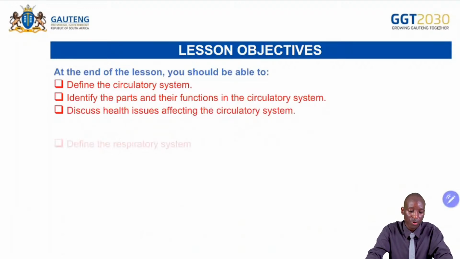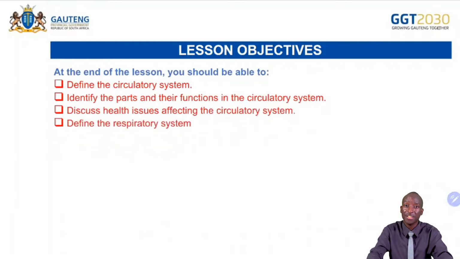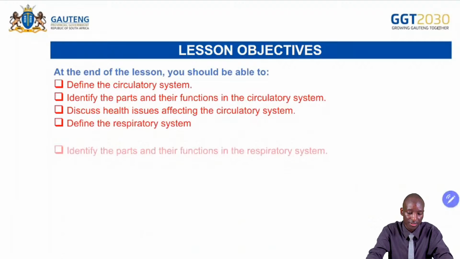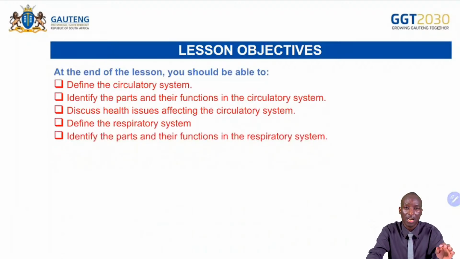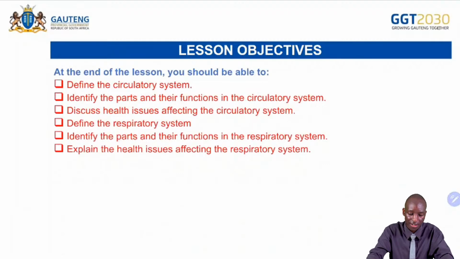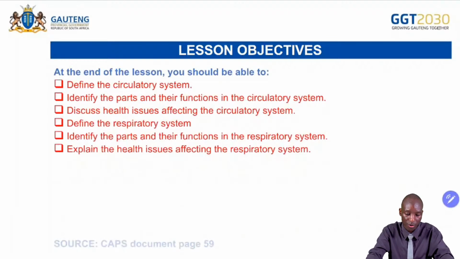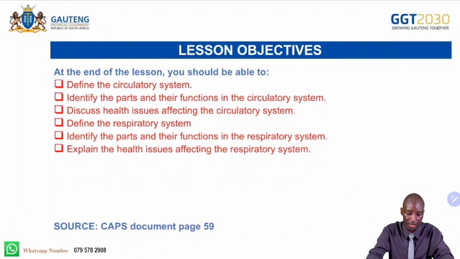Then from there, you should also be able to define the respiratory system, identify the parts that are part of the respiratory system, and then state the function for each of those parts. Then finally you have to explain the health issues that affect the respiratory system. So these are the objectives of the day. And of course, the source of our lesson is CAPS document, page 59. So let's refer to that.